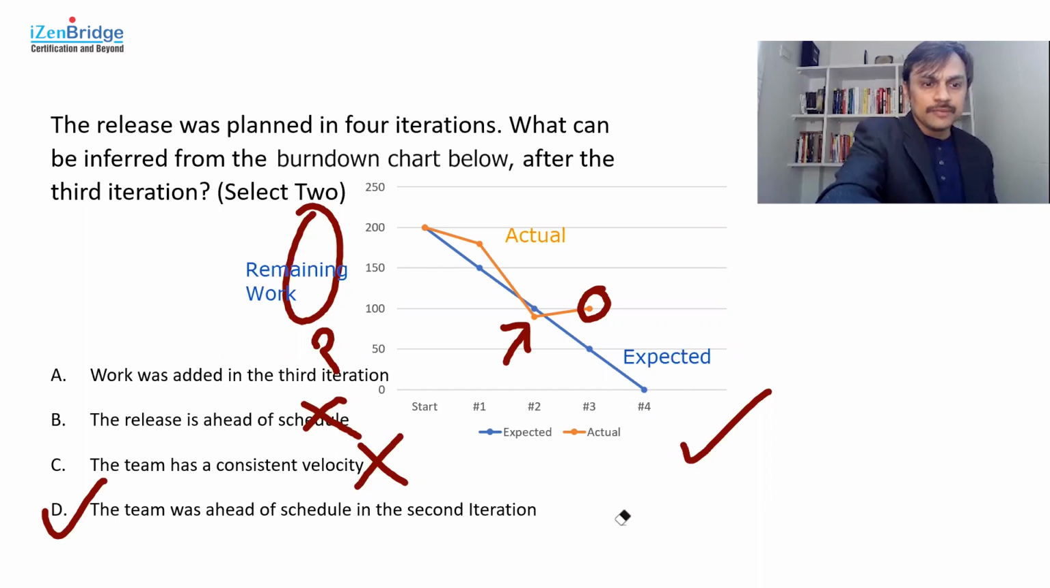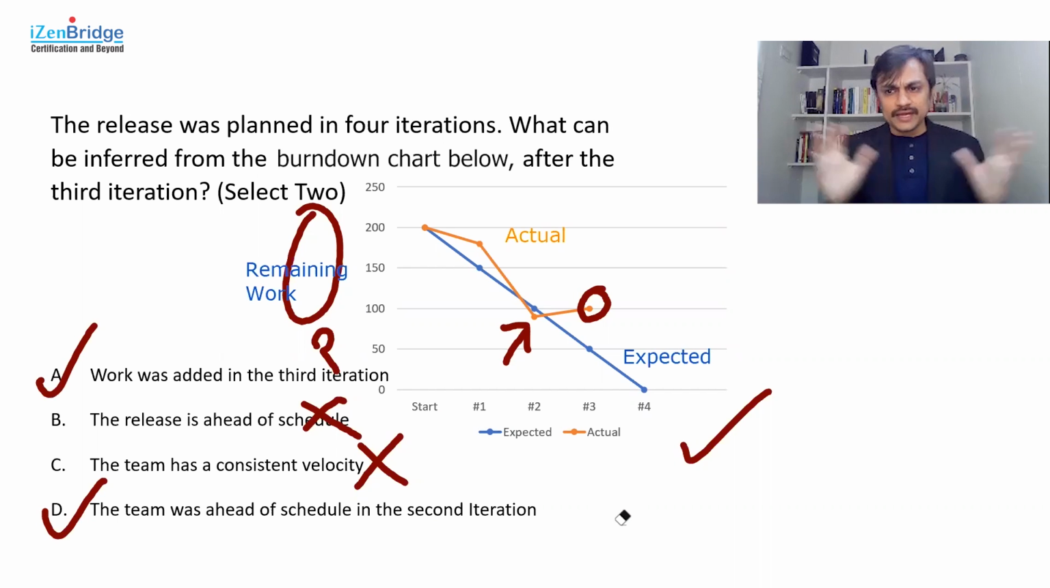I can say this information is also true, based on what I have to select, 2 options. There could be various reasons for expanding the work, but work has expanded. That much is clearly coming. So if I have to choose 2 for this question, I will go with A and D. I can't say the release is ahead of schedule based on this graph, and I can't say the team has a consistent velocity.